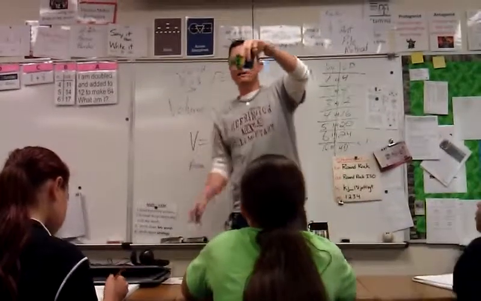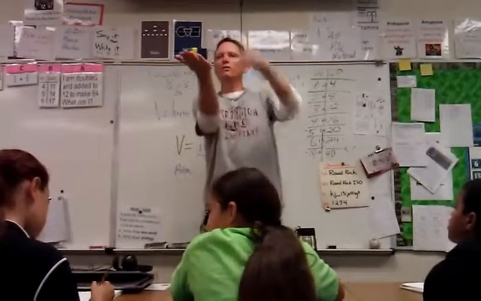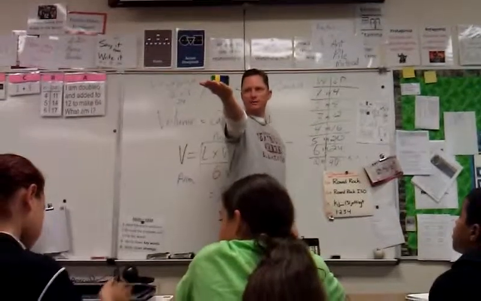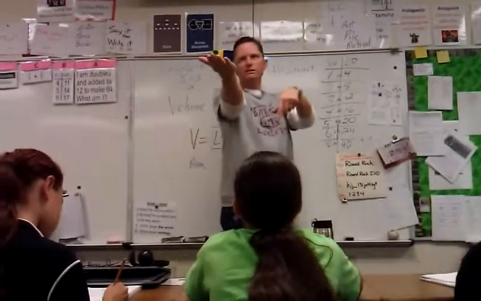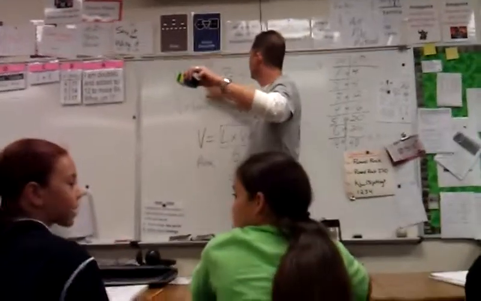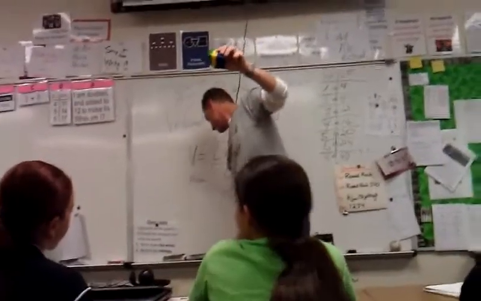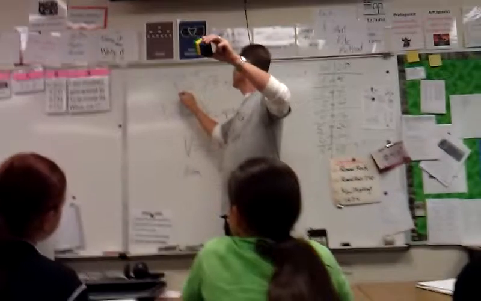So look, the area of the base is what? 12. What is the height of this? Raising our hand. The height is 2. Look, we're right here. 12 multiplied by 2 is 24.